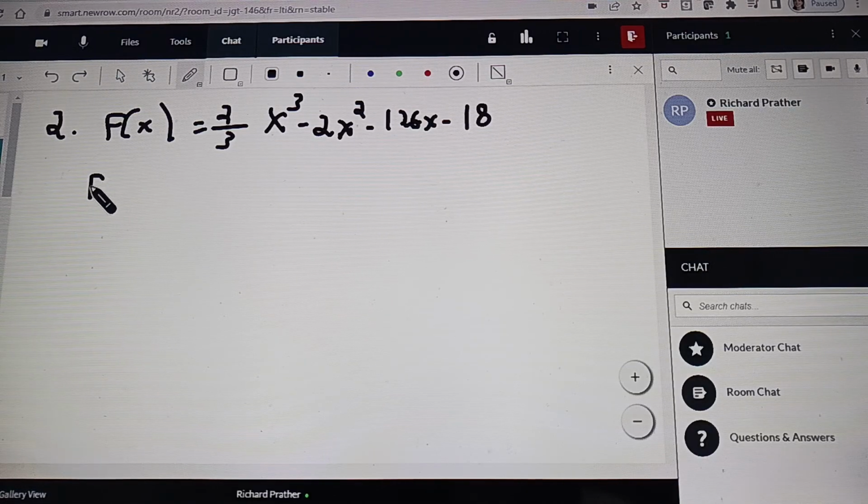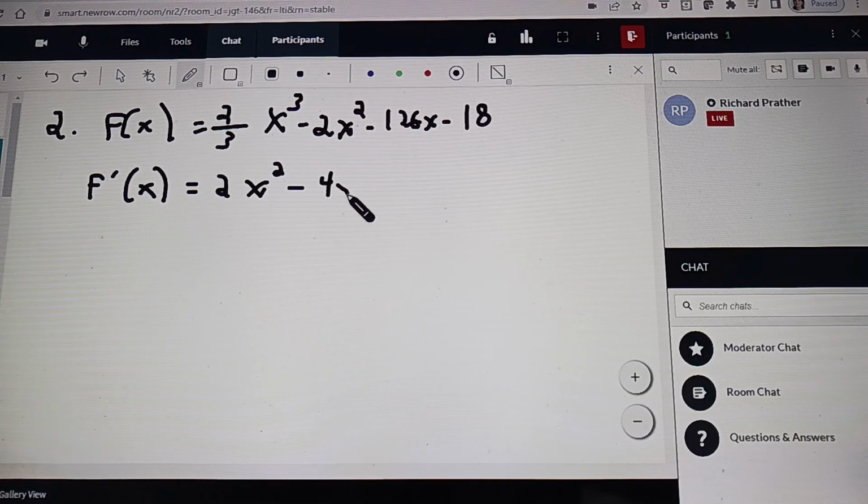So for increasing and decreasing, if we take the first derivative of a function, that will lead us to finding out intervals when the original graph is increasing or decreasing. So 2/3 times 3, luckily the 3's cancel and you just get 2 for that. Decrease the exponent by 1. 2 times 2 is 4. Decrease the exponent by 1, and the derivative of -126x is just -126. The derivative of 18 is nothing.